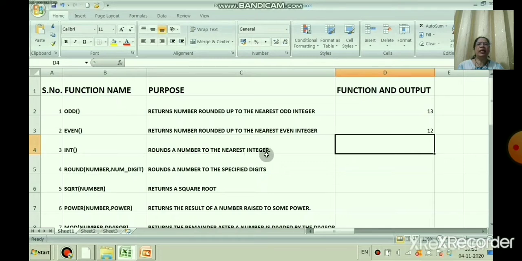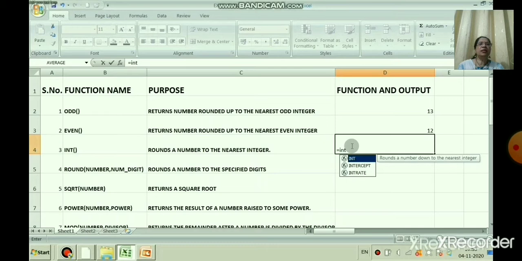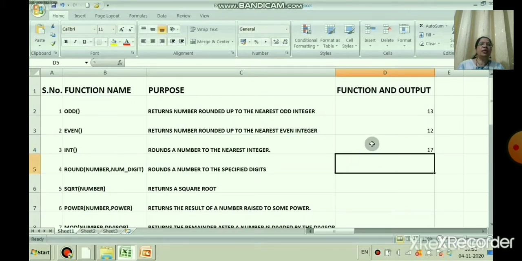The same thing, INT. The integer function rounds a number down to the nearest integer. Children, integers means whole numbers. It may be positive or it may be negative. So, suppose is equal to INT, I have written 17.4. So, the integer is what? The nearest integer is 17. The integer means a whole number.